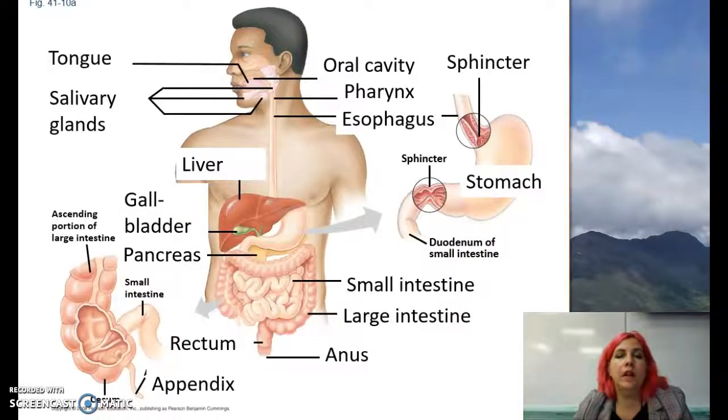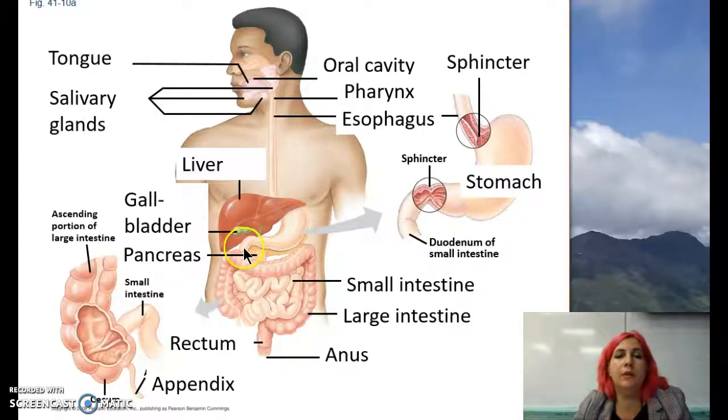And so here's just a diagram of the digestive tract. You have the oral cavity with the tongue and the salivary glands. There are three salivary glands surrounding the mouth. Then you have the pharynx, which is the shared passageway. Then you have the esophagus. That leads down to the stomach. From the stomach, then you have the connection to the small intestine.